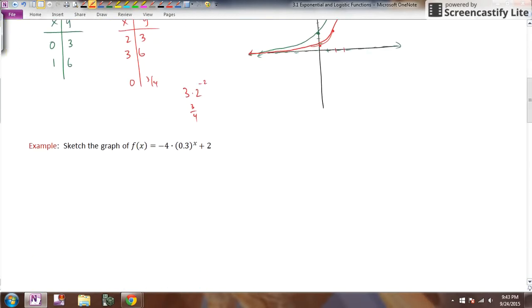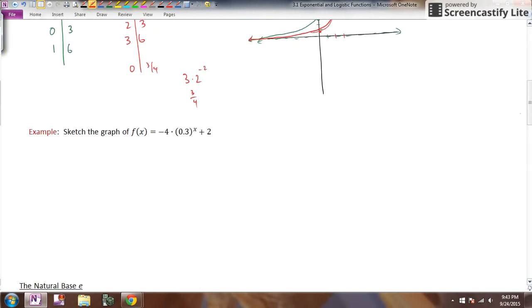Nice work. Let's try this guy. Right? Notice it's flipped. The negative out front is telling me to flip it over the x-axis.